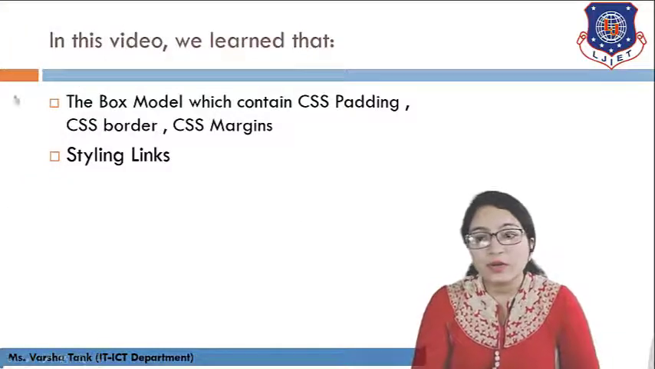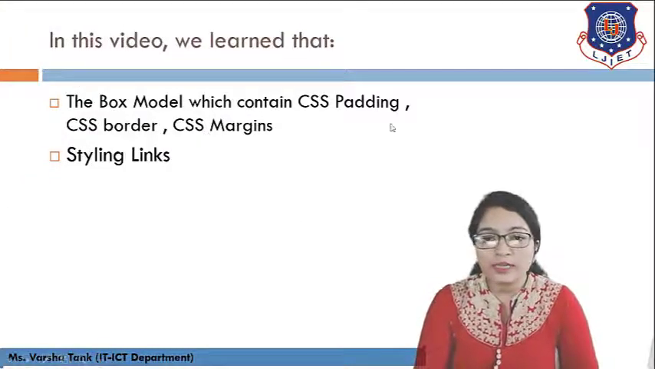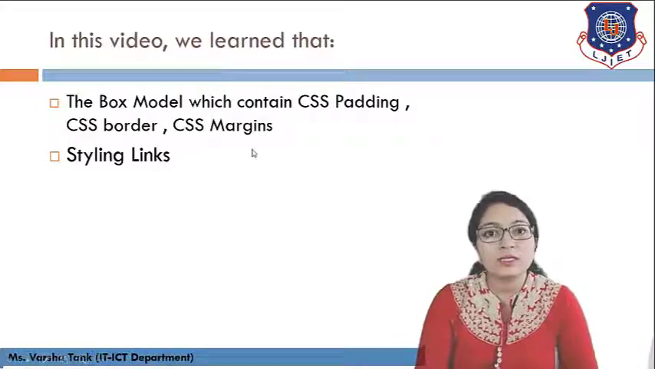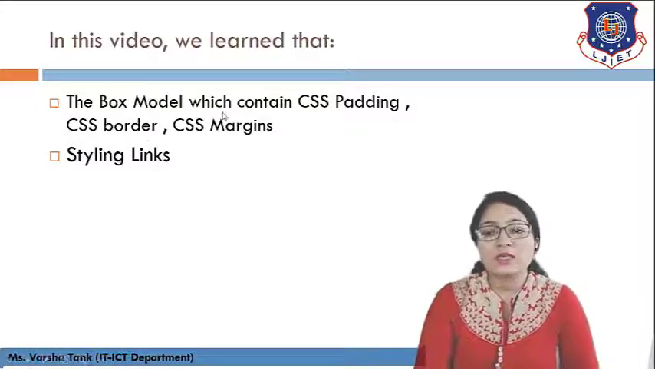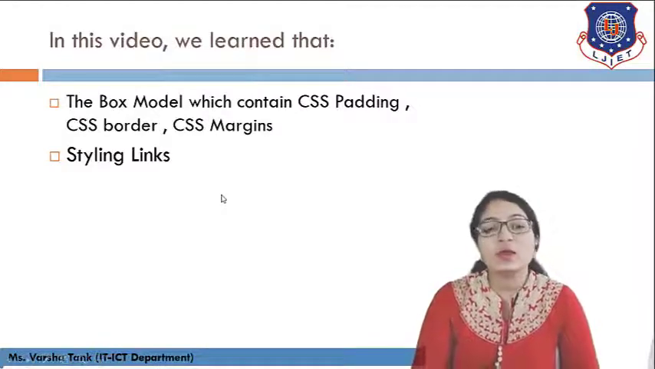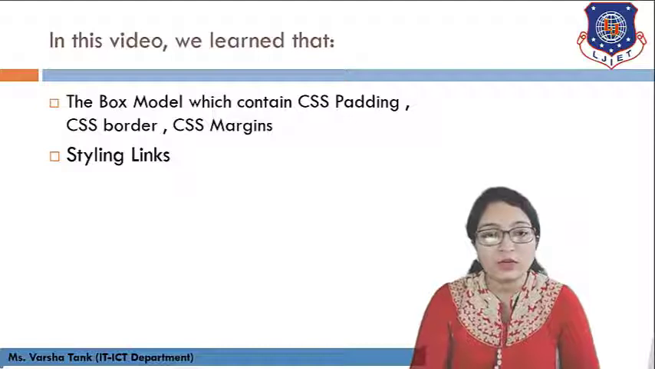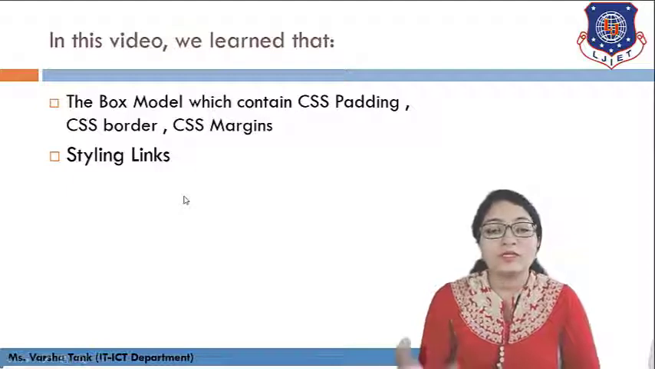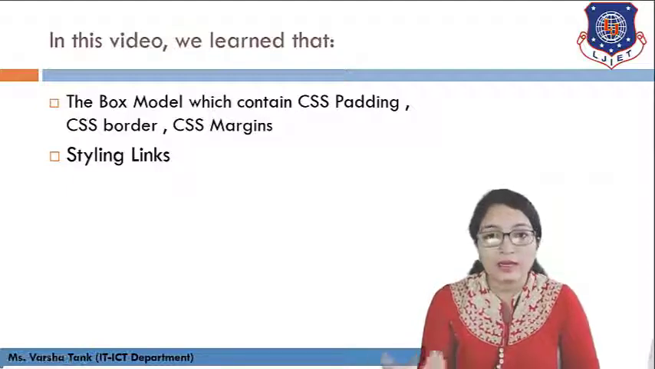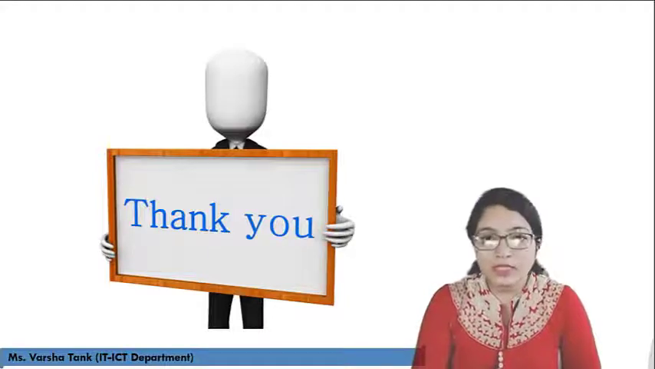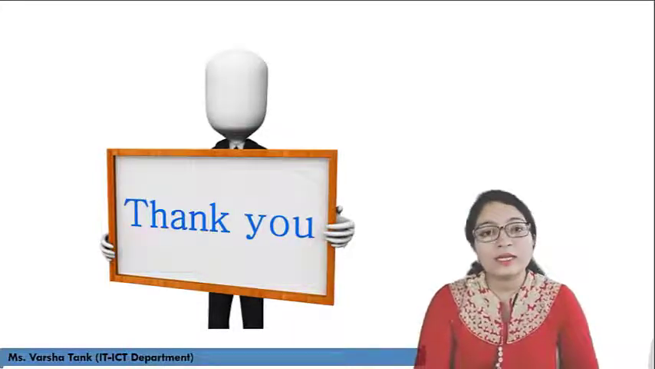In this video we have learned about the box model, which contains CSS padding. Then we have learned about the CSS border, then the CSS margin. So the CSS box model contains padding, border and margin. These three things you have to style whenever you are going to define the perfect CSS box model. And then we have learned about styling links, for the visited, hover and active link, etc. So this is all about this lecture. The remaining interesting topics we will cover in the next lecture.